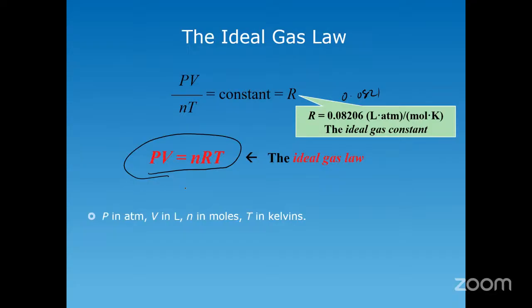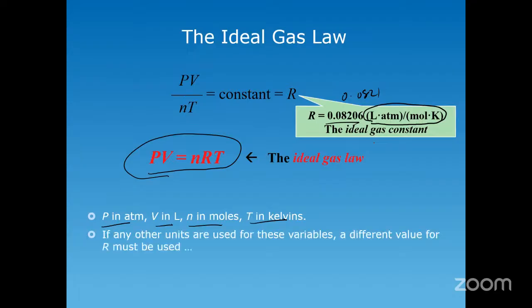Now, in terms of the units, very important. You'll notice that the units of R are given right here. It's liters atmospheres per mole Kelvin, right? So this would be the units for this value if the pressure is in atmospheres, the volume is in liters, n is in moles, and temperature is in Kelvin, right? But there are other values of R that exist because of the change in units. If there are other units, then the numerical value will be different, even though it's the same R value, all right?